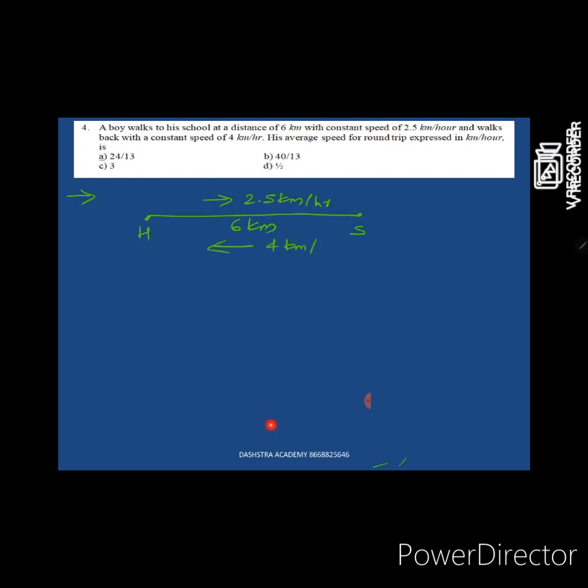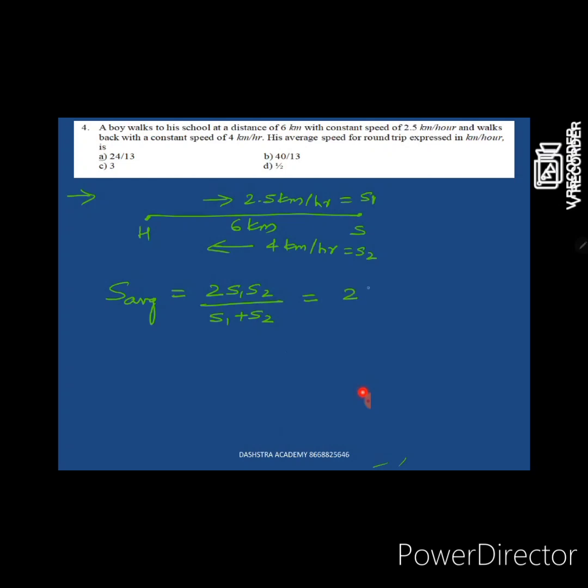ठीक है, घर से स्कूल गया 2.5 किलोमीटर पर आवर की स्पीड से और रिटर्न आया 4 किलोमीटर पर आवर से. We have to calculate the average speed. Now guys, let us assume this as speed S1, this as speed S2. So we know the formula for average speed. The shortcut formula is 2S1 S2 divided by S1 plus S2. This we have already discussed in our class.